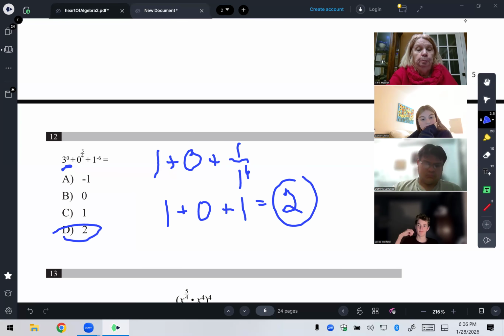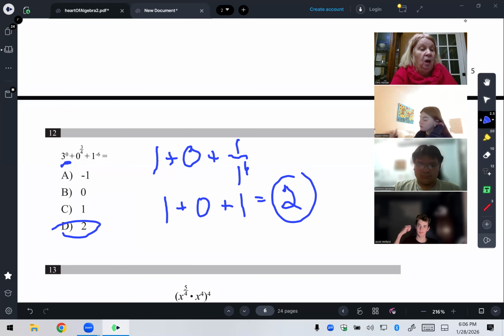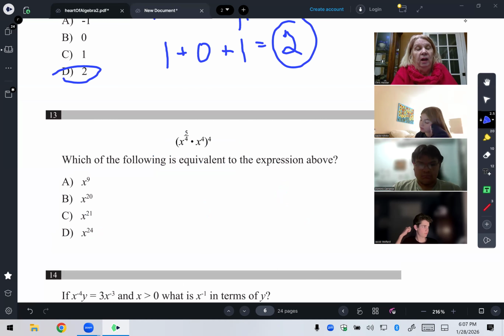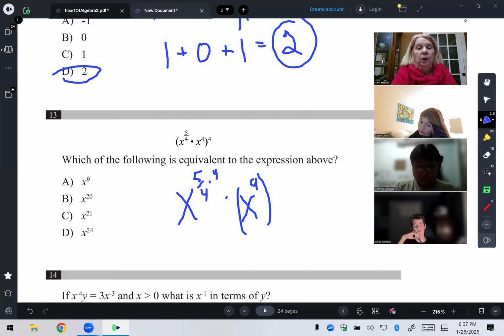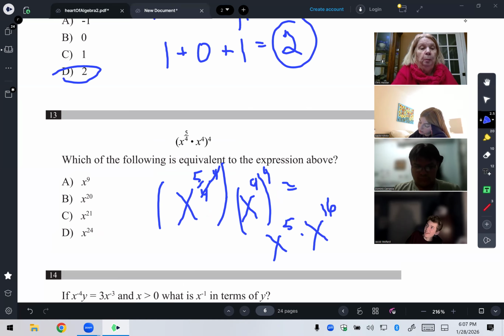Okay, with this one, with the law of exponents, what I have to do is I distribute this 4. So this will be x to the 5/4 to the 4th power times x to the 4th to the 4th power, which would be x to the 5th, because the 4s will cancel, times x to the 16th. And I add 5 and 16 and I get 21.